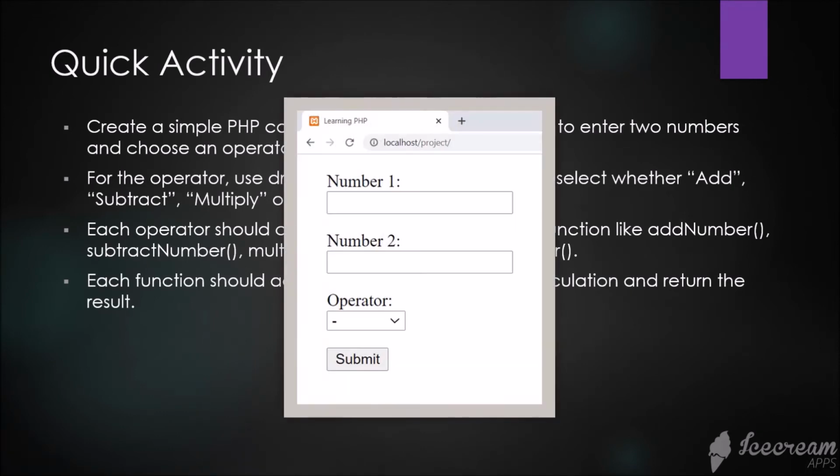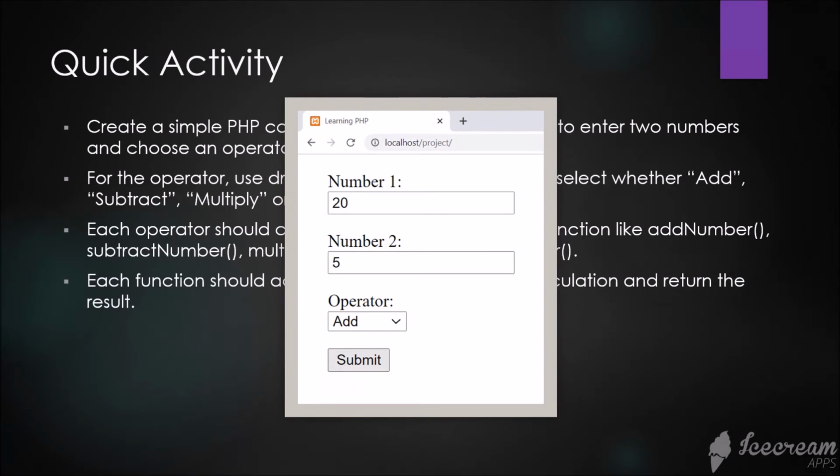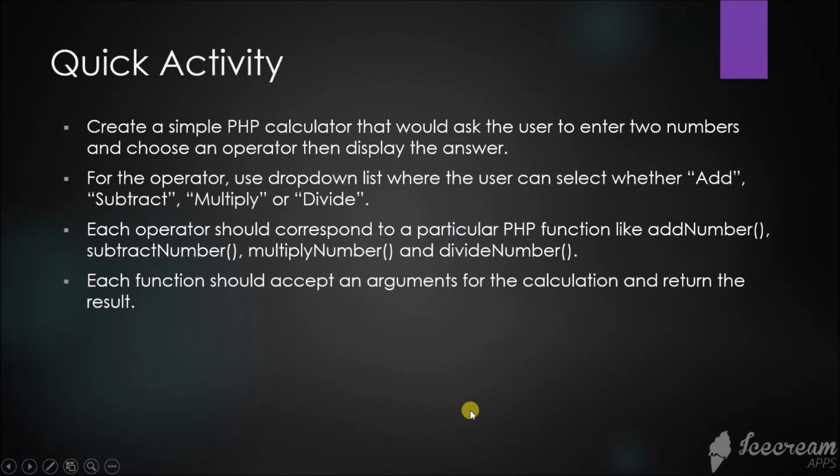Okay, so we have here yung sample form natin. We have number 1 and number 2, then the operator. Then if we try to fill it out, okay, something like this, then if we try to submit that one, it should have this kind of output. Okay, so the answer will be at the bottom part. Okay guys, so yun ang ating activity ngayon.